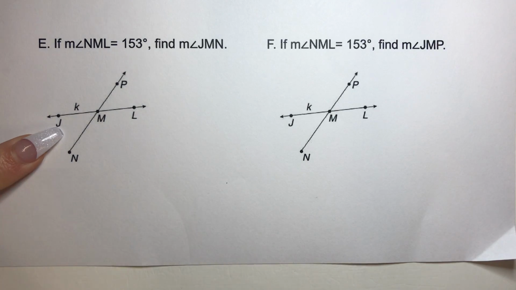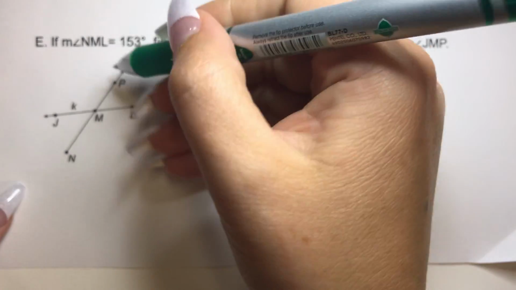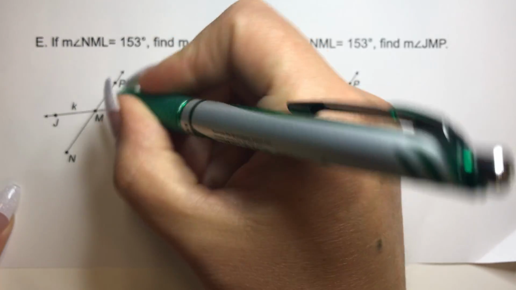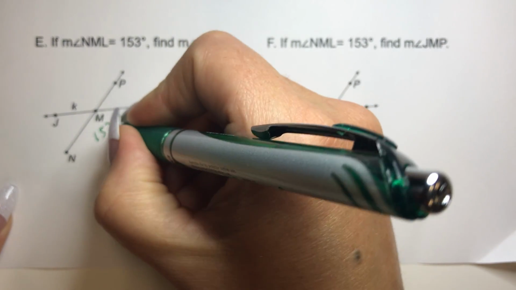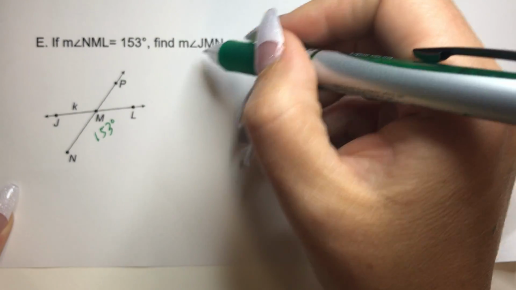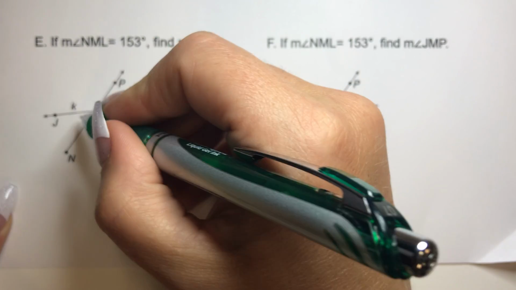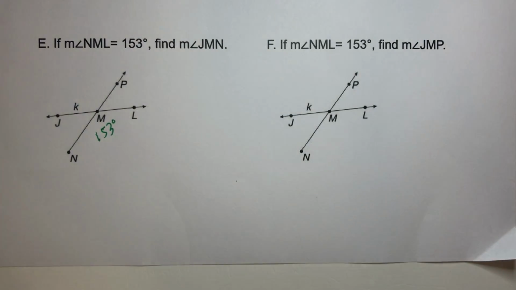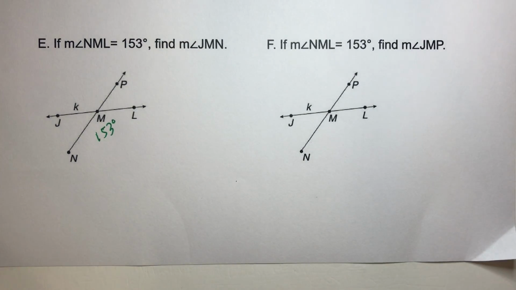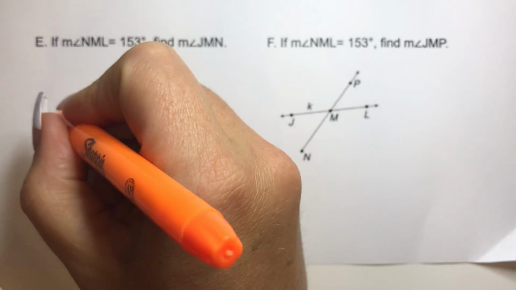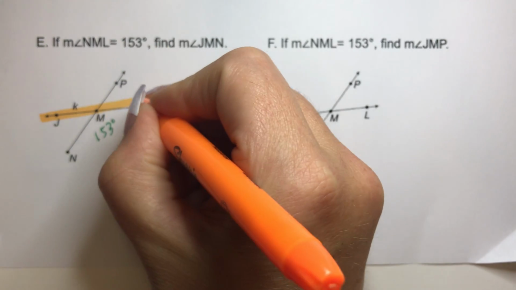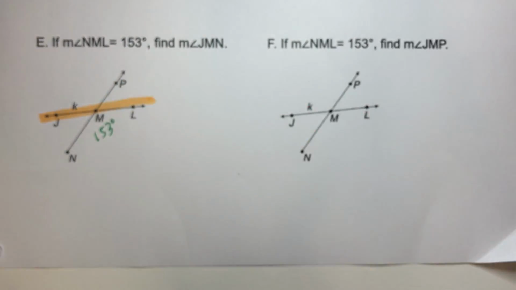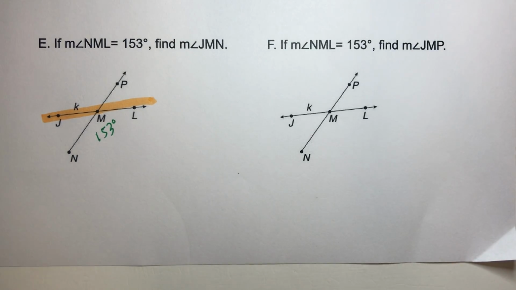Okay, what do we have? NML is 153 degrees. Find JMN, so this one. What I notice about both of those angles is they form a straight angle, which means these two angles are supplementary and they add up to 180 degrees.